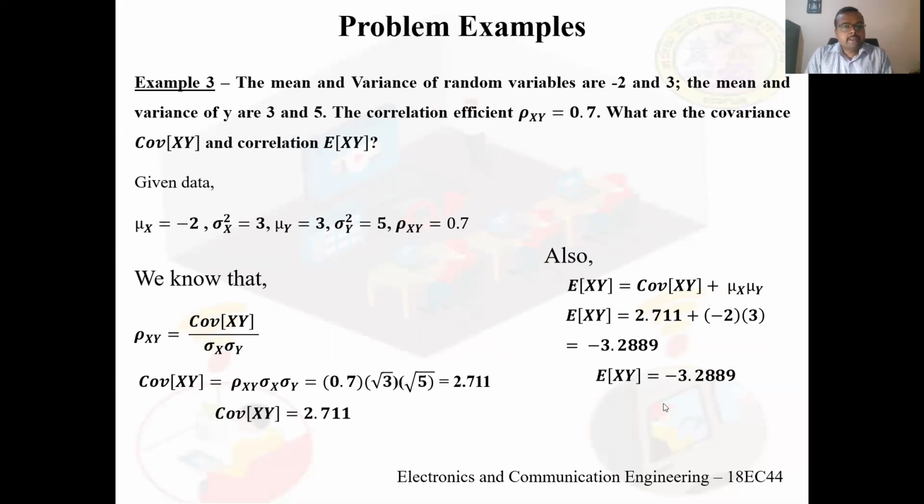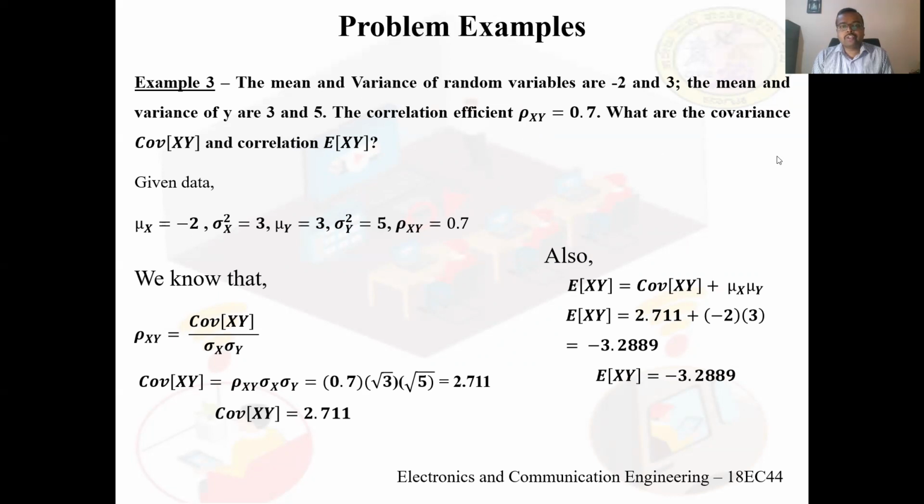We'll go to the third problem. The mean and variance of random variable x are -2 and 3. The mean and variance of y are 3 and 5. The correlation coefficient rho xy is 0.7. What are the covariance of x and y and the correlation E of xy? Now, if you compare this problem with the previous example, it is similar, as the mean and variance for random variables x and y are given. In this problem, the correlation coefficient is given instead of covariance as it was given in example 2.